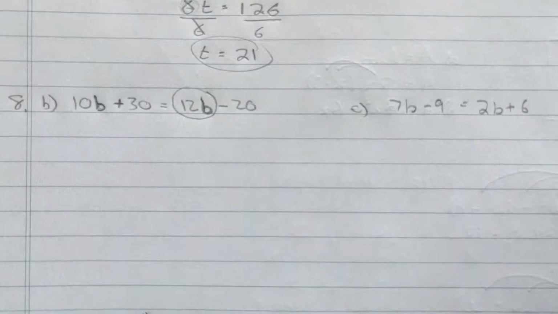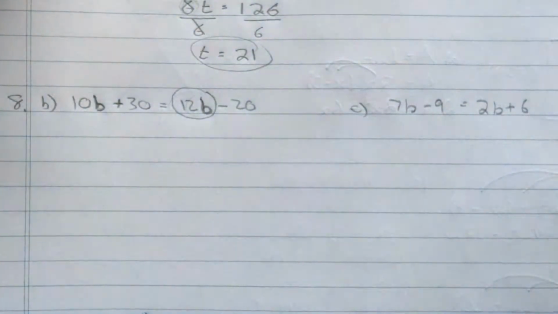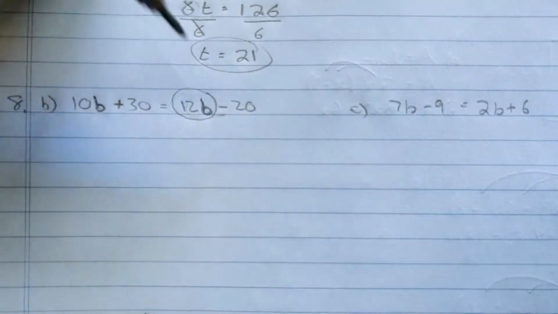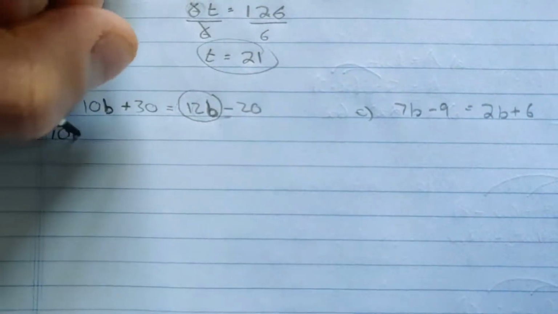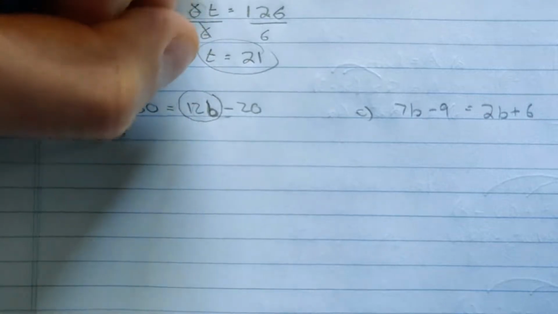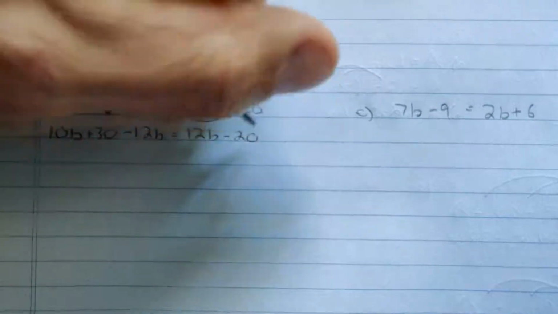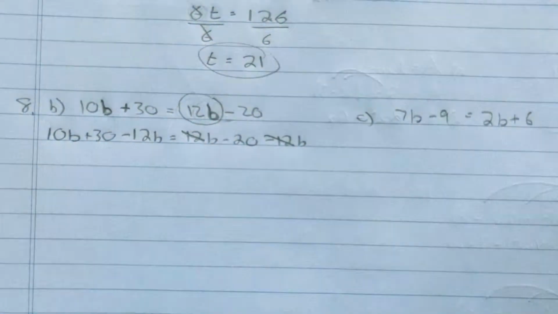So how do you get rid of 12b in this question? We've got 12b here minus 20. So we're not getting rid of a multiplication or division because the separation here is this minus. We have a positive 12b. To get rid of the positive 12b, we're going to have to subtract 12b. So we're going to subtract 12b from both sides. So we have 10b plus 30 minus 12b equals 12b minus 20, and then again minus 12b. These will cancel. Plus 12b minus 12b cancels out, becomes 0.